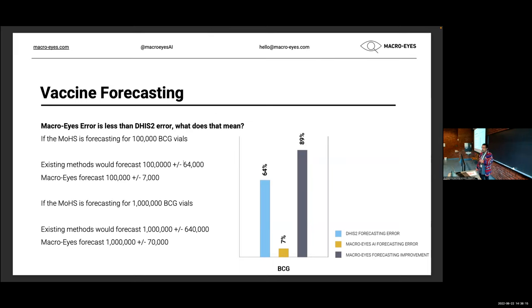But if they would use the MacRise forecasting, it would actually go down to 7,000. So you can see that depending on the total supply that you have, you can have quite a drastic improvement in the wastage that you might have. So actually, that's what I wanted to share.